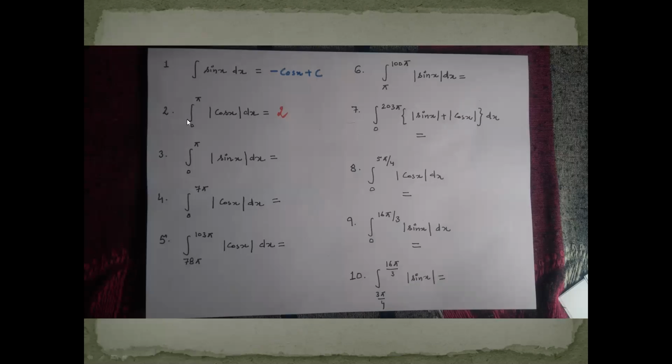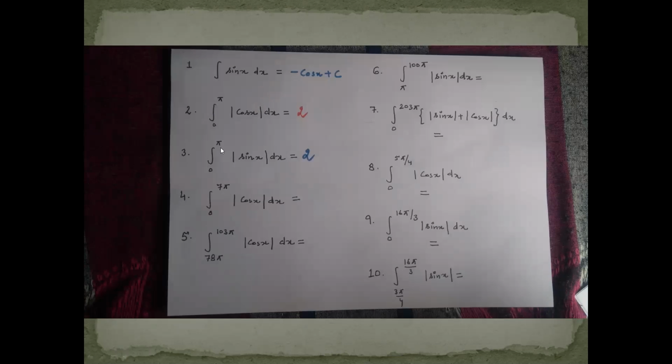The second question, 0 to pi modulus of cos of x dx. The value of this is 2. Dear friends, after watching my full video, you will be able to solve this question. Likewise, you will take no time to solve these questions. So let us see what is the answer to the third question.